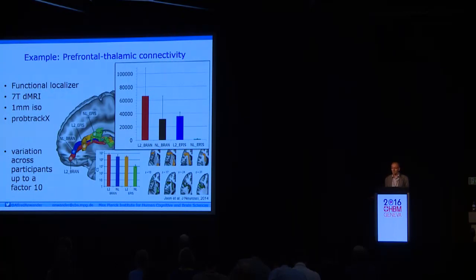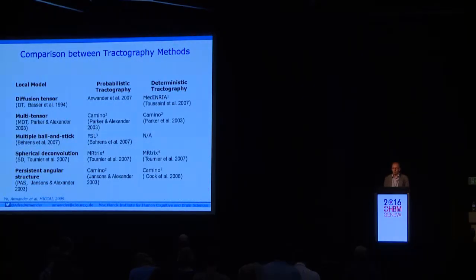So in this study, we didn't look for a correlation with behavior, just whether we can reconstruct the connection, and therefore it doesn't matter if we have 10,000 or just 1,000 streamlines connecting both regions. But if you want to quantify this variability across subjects, you must be aware of some sort of variability in the tractography itself.